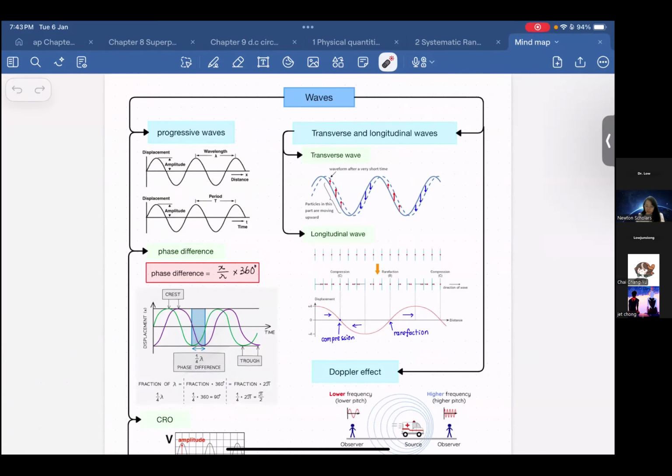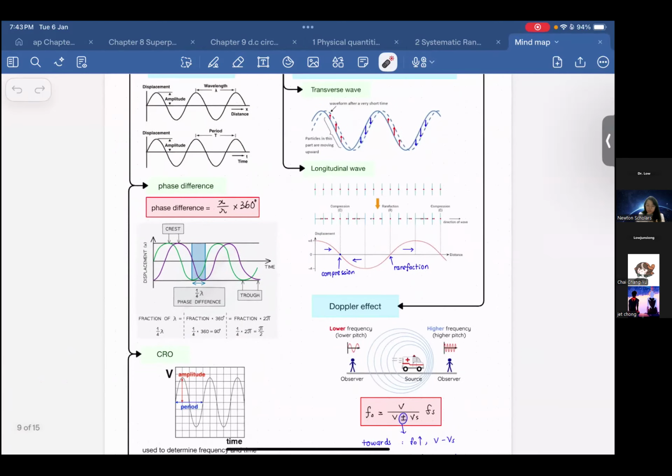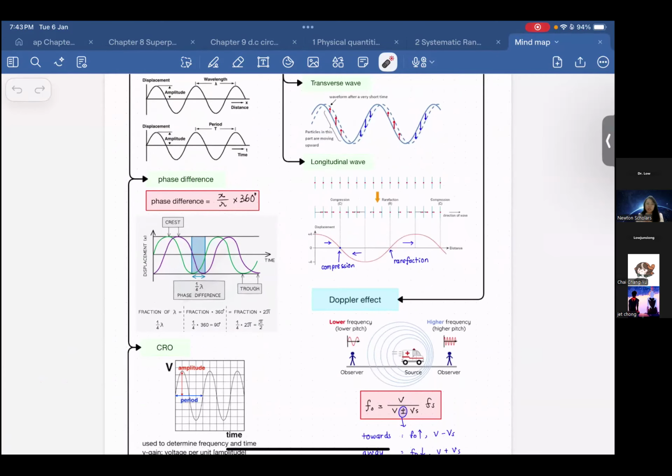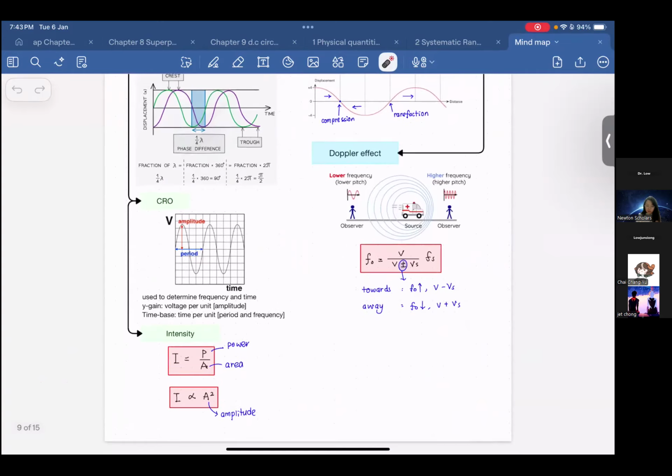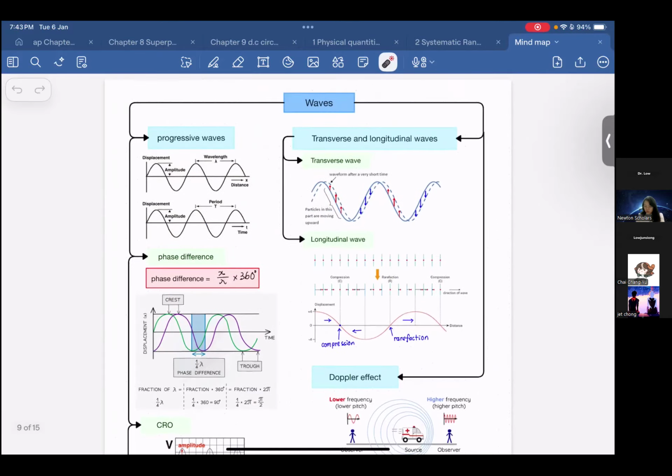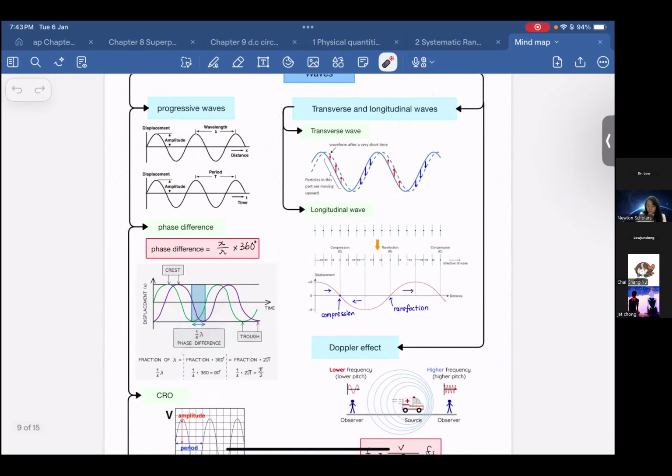Then in chapter 7, we will learn what the phase difference between two waves is, how many degrees. After that, we will learn how to take readings from the CRO, how we know the period, frequency, how we calculate the speed, amplitude, and so on. Then we learn about intensity and its formula. Then we do some calculations. Transverse and longitudinal waves, both of them can be progressive waves. So we will find out, after how many seconds, what the pattern of your wave is, something like that. We will learn about this.